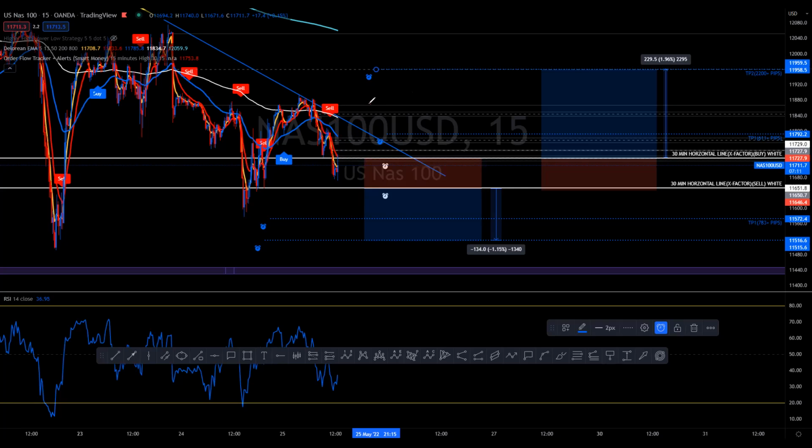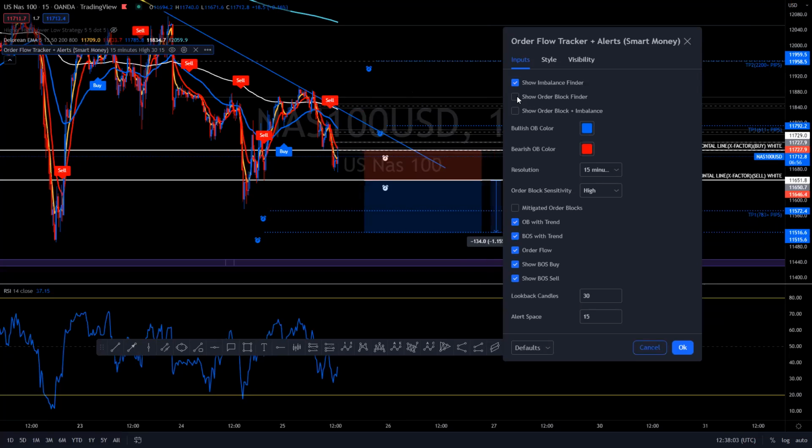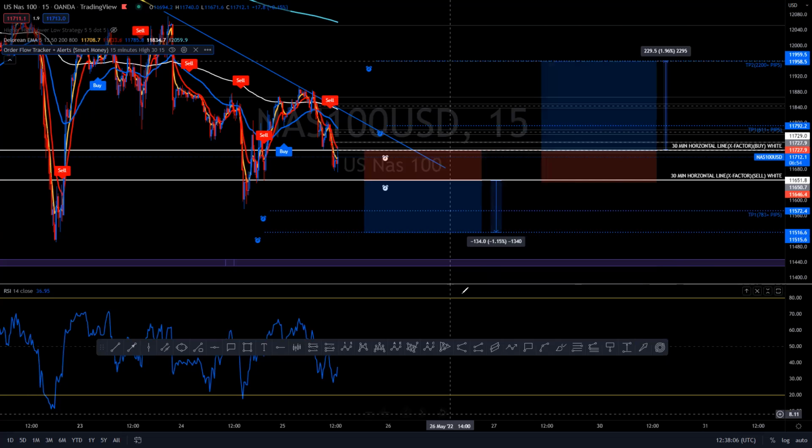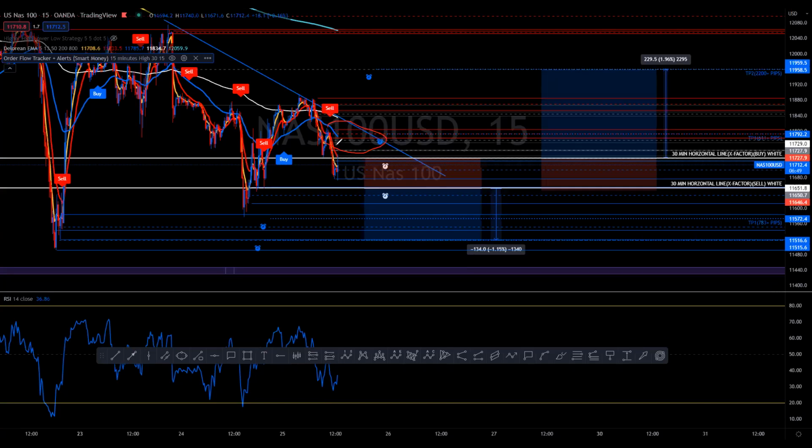which could be a possibility because we still have a lot of imbalance here and up here that needs to be filled. But we won't know for sure until the 9:30 bell as time moves forward. So what I'm going to do until the 9:30 bell is turn on the order block indicator again. And I'm going to be paying attention to this whole area and see what price does against it.